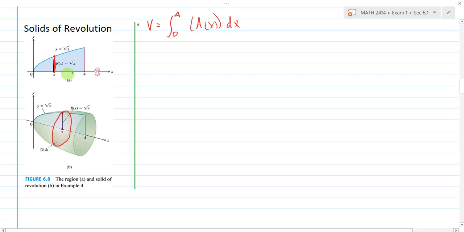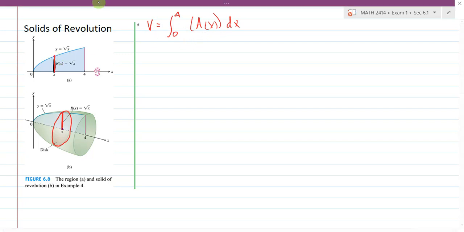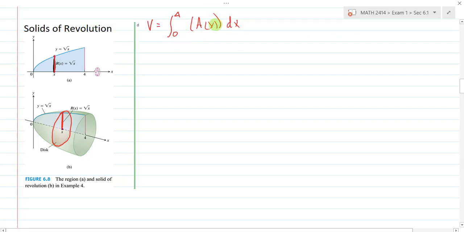So if I'm revolving around the x-axis, that means that this representative rectangle here, when I revolve it, generates a circle. And the radius of the circle is going to be the height of that rectangle. So my A of x here would be the equation for the area of a circle. So I would get the integral from 0 to 4, and the area of a circle is pi times your radius squared.